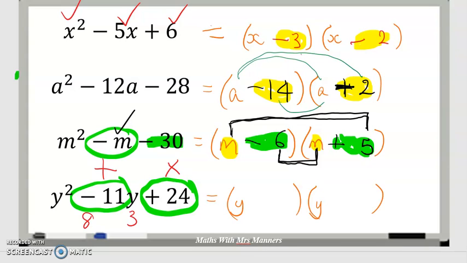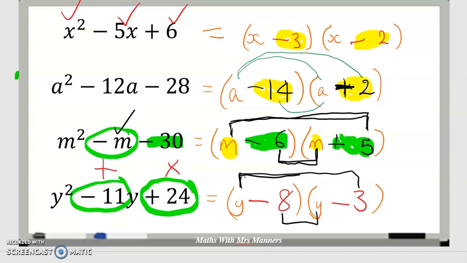And to get minus 11, I need to put a minus 8 and a minus 3. So then I can write them straight into my bracket, because I know that minus 8 minus 3 is minus 11. And then if you want, the quickest check you can do is my outside-inside check. So the outsides, that's y times minus 3, that's minus 3y. The insides is minus 8 times y, that's minus 8y, and that is in fact minus 11y. And the rest will be fine.